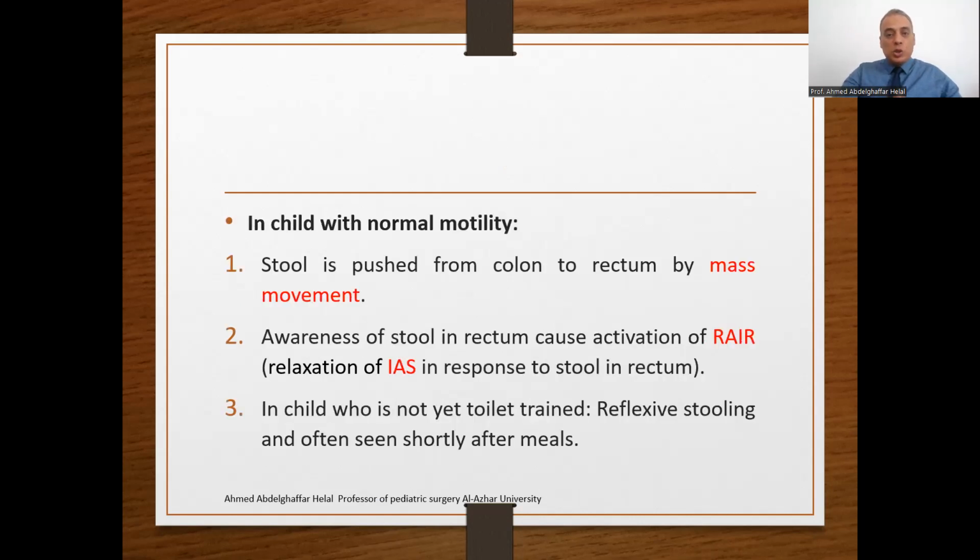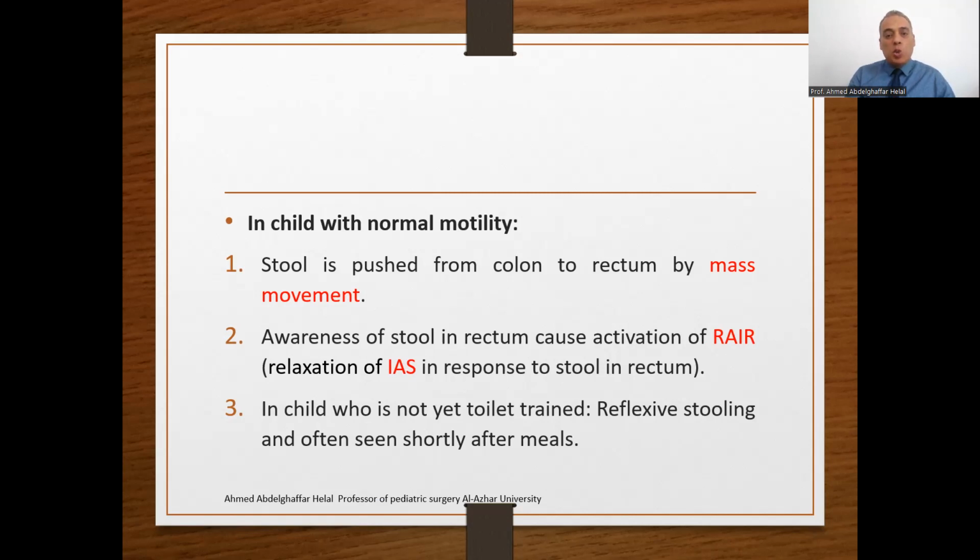In a child with normal motility, stool is pushed from the colon to the rectum by what is called mass movement. After this, there is awareness of the presence of the stool in the rectum. This awareness will activate a reflex called the recto-anal inhibitory reflex, which means relaxation of the internal anal sphincter in response to the stool in the rectum. So stool in the rectal vault initiates reflex relaxation of the internal anal sphincter.